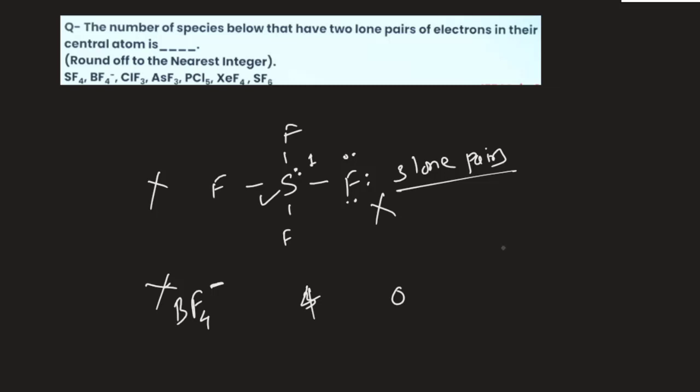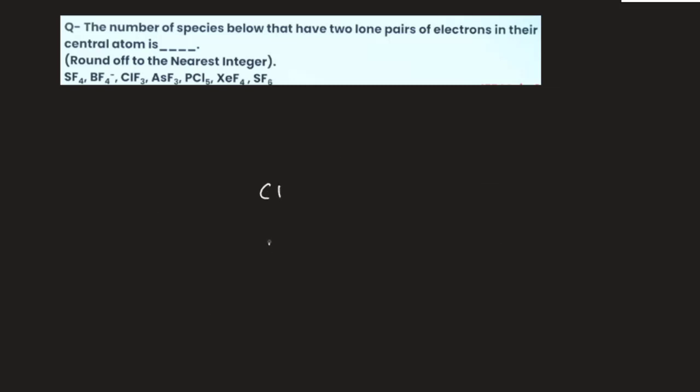Then ClF3. So there will be 3 fluorine atoms, and at the center there will be chlorine. So chlorine's valence electrons are 7, out of which 3 will create the bonds with fluorine, and there will be 4 electrons left. That means there will be 2 lone pairs on the chlorine. That means this is the answer, right? ClF3 is an option, okay? That is the correct option.